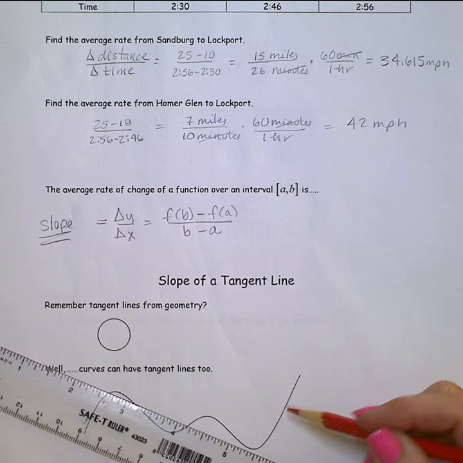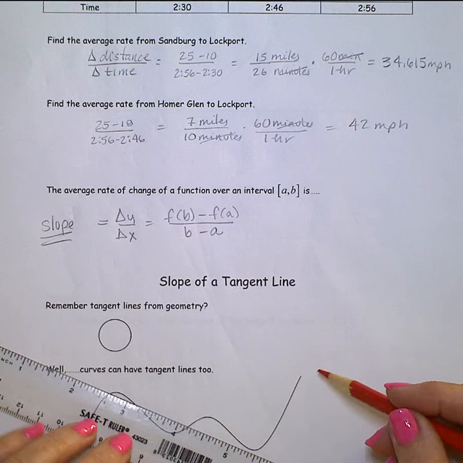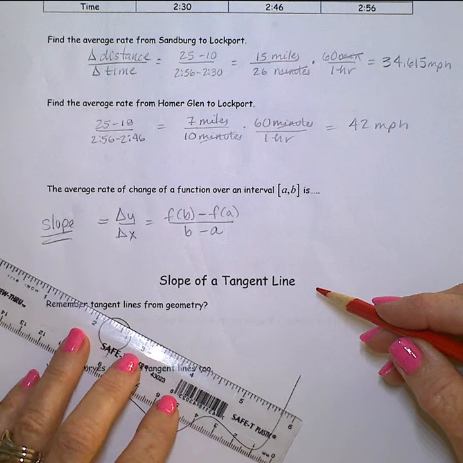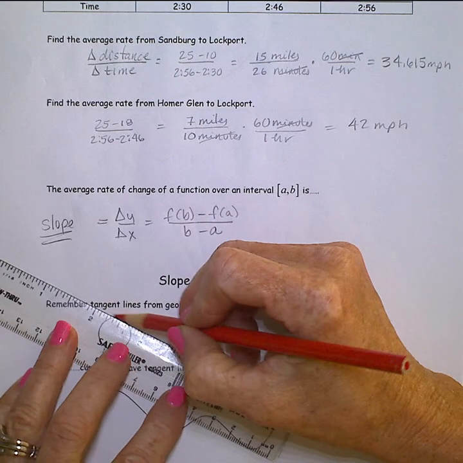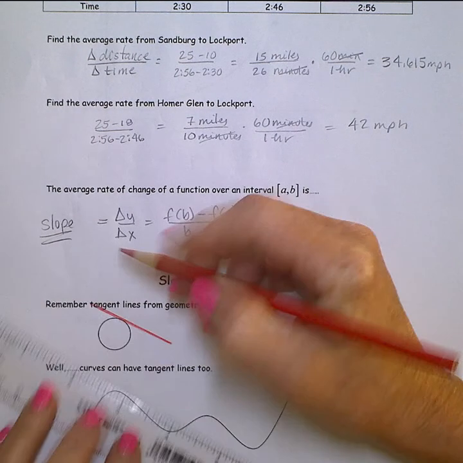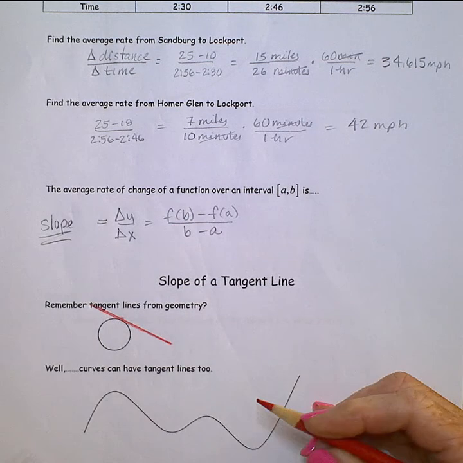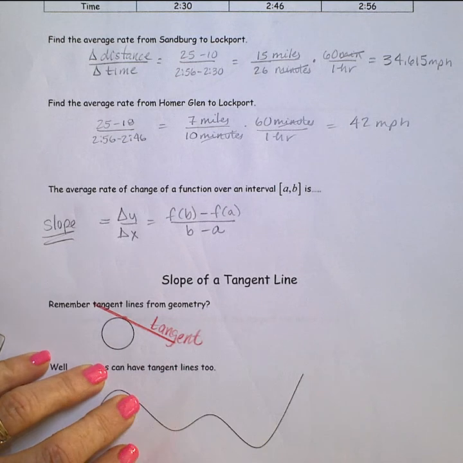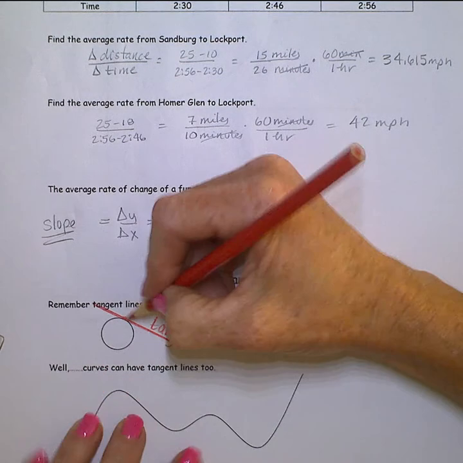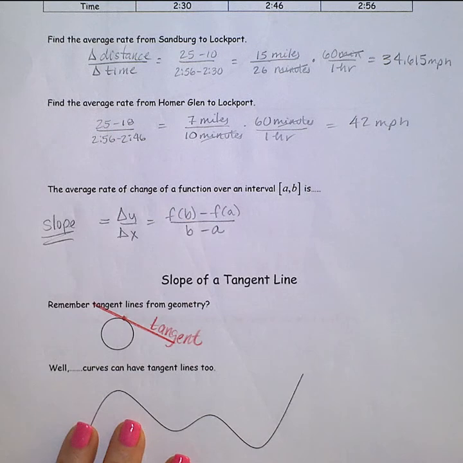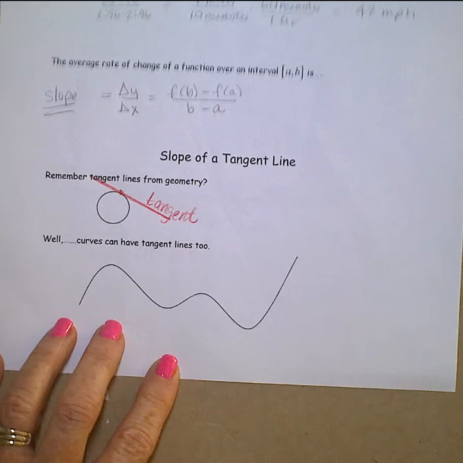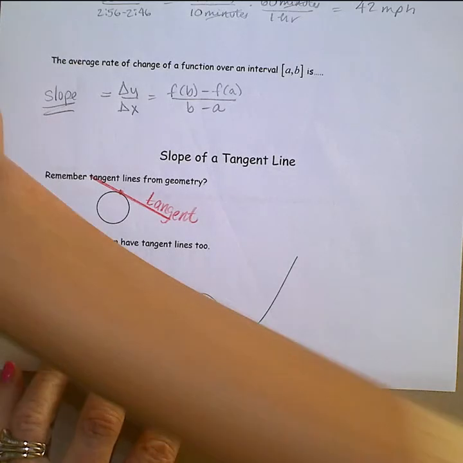Okay. Do you remember tangent lines from geometry? A tangent line just touches the edge of a circle. It intersects that circle at one point. That's a tangent line. It skates right along the edge of that circle. Do you recall that? Okay. Curves can have tangent lines as well.